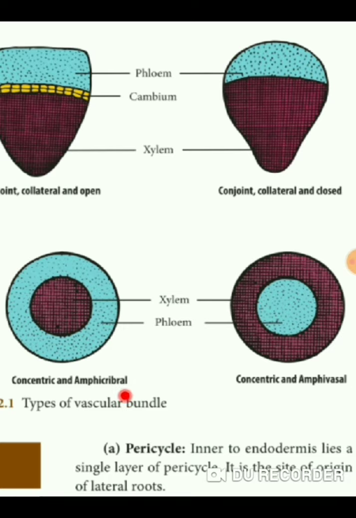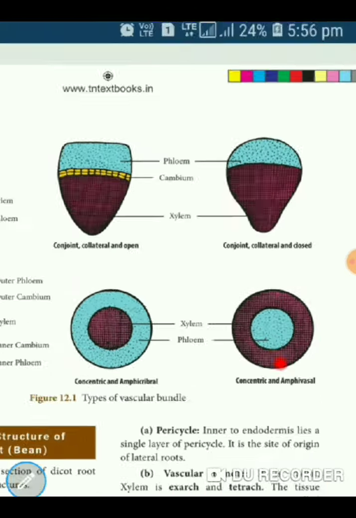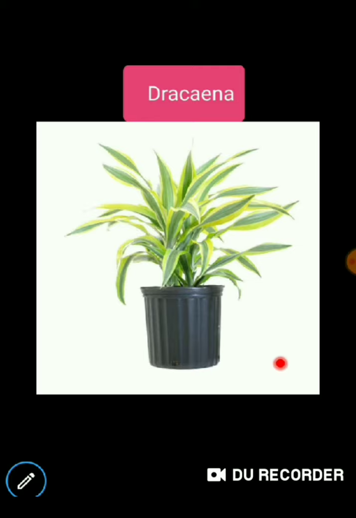Students, listen to the pronunciation. It is amphicribral. Okay, so amphicribral and amphivasal. In amphicribral type of vascular bundle, the phloem surrounds xylem. This type can be seen in ferns, and in amphivasal type of vascular bundle, you can see xylem surrounding the phloem. This type of arrangement is seen in Dracaena. So I will show the examples. For amphivasal, the example is Dracaena.